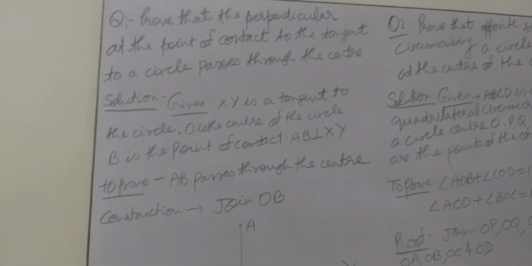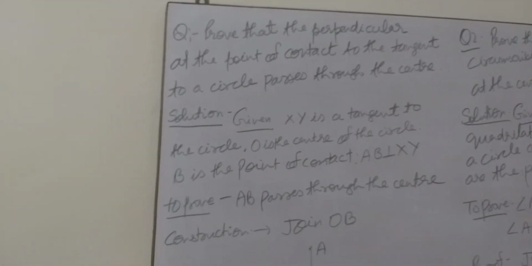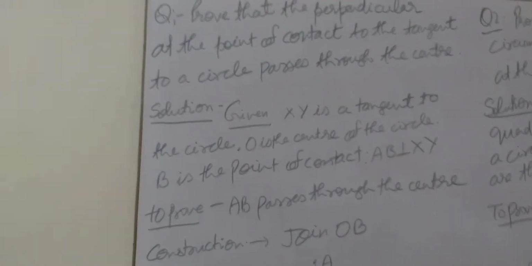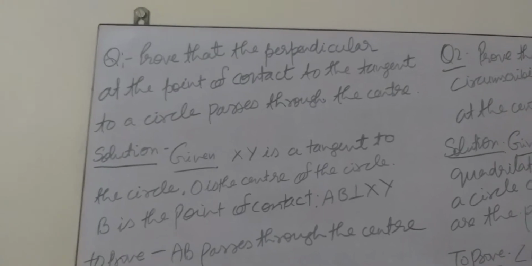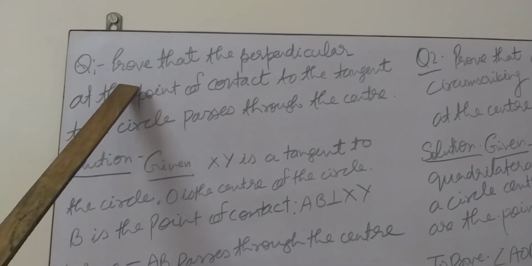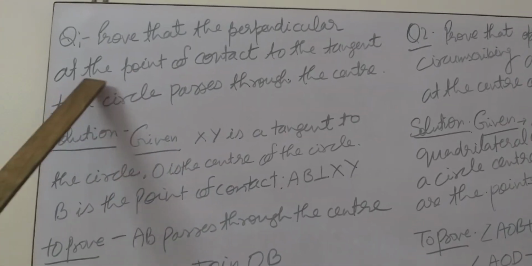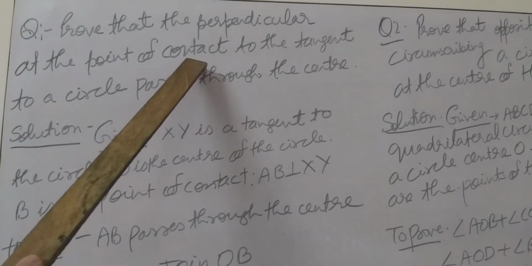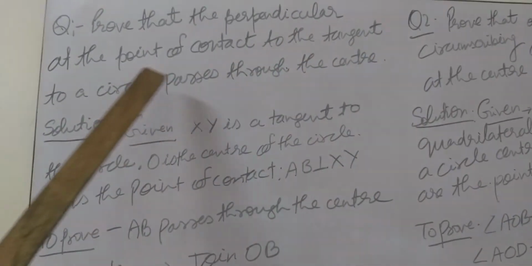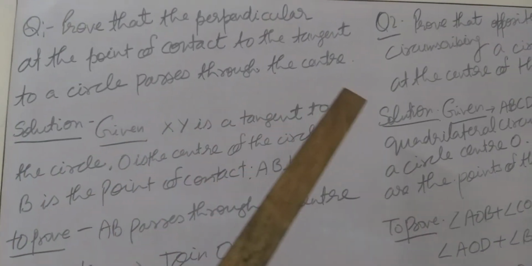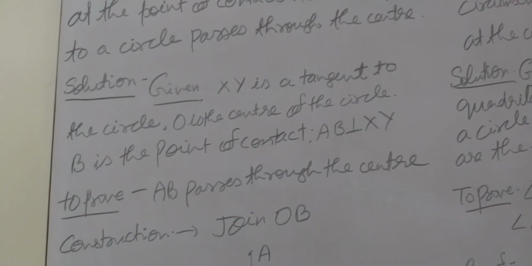Let's solve some questions of tangent to the circle. So this is question 1. Prove that the perpendicular at the point of contact to the tangent to a circle passes through the center.